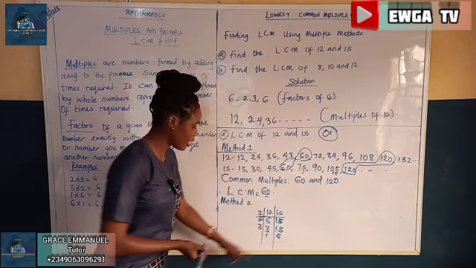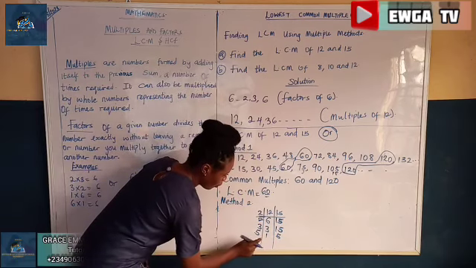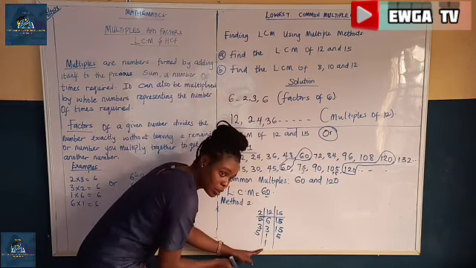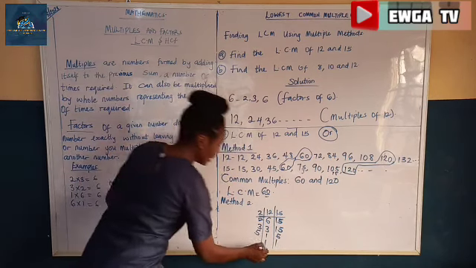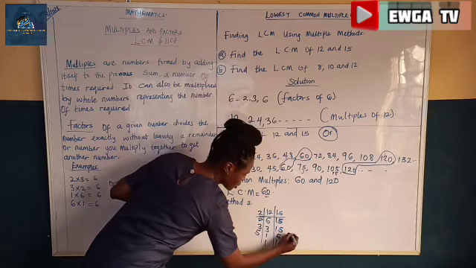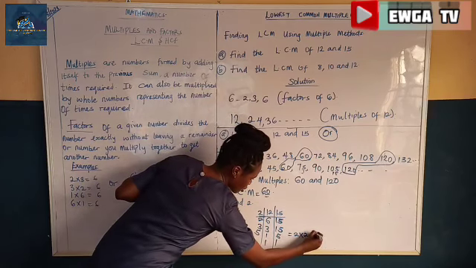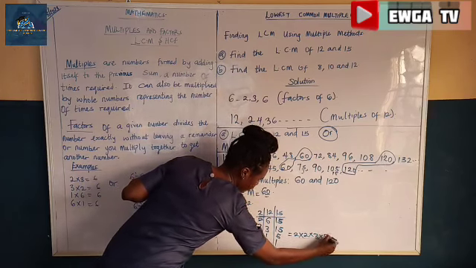You should know 5 is the next. 1 divided by 5, we still have to put down our 1. 5 divided by 5, we have to put down our 1. The last part is we multiply the numbers we have. 2 times 2 times 3 times 5.